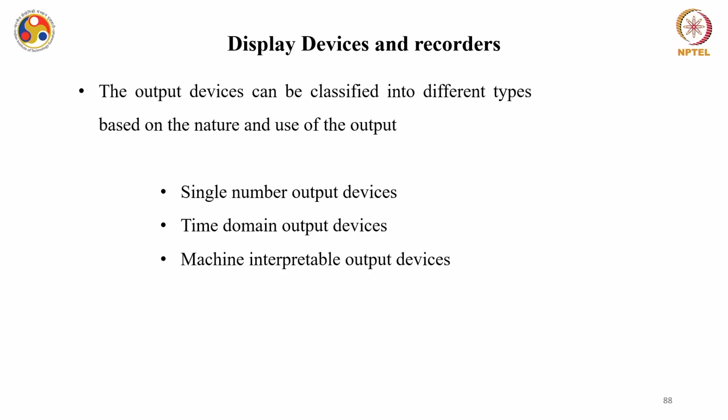Then we also saw display devices and recorders, the output devices on which the signals that we have generated are displayed. The output devices can be classified into different types based on the nature and use of the output. We have single number output devices, time domain output devices, and machine interpretable output devices, and we have seen different digital components of all of them.